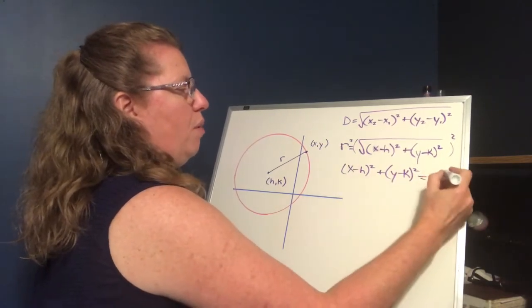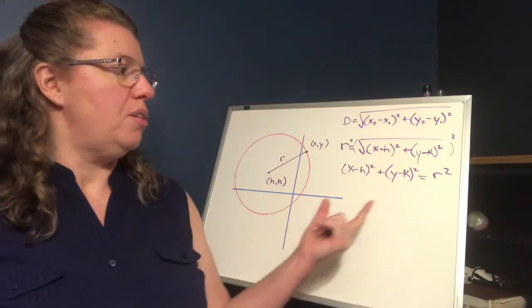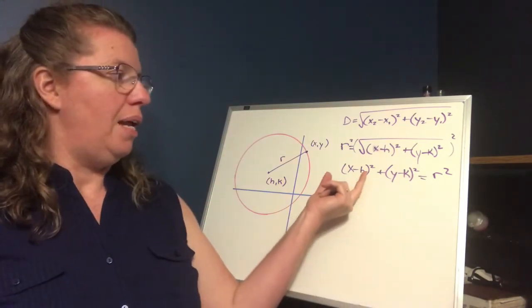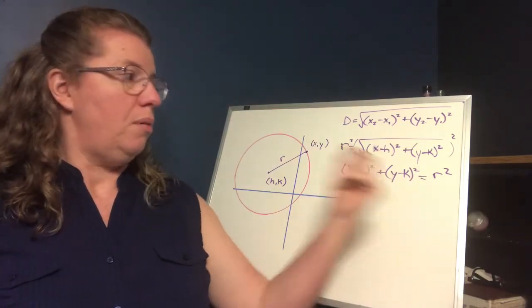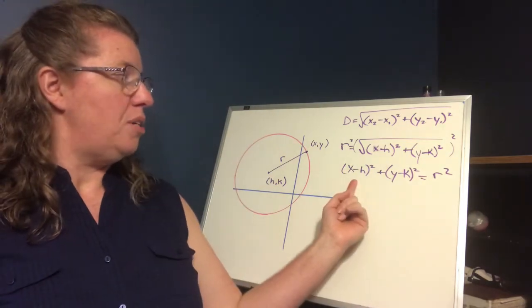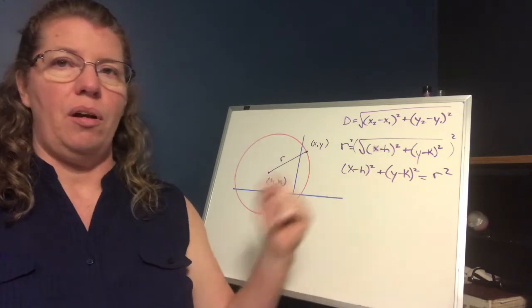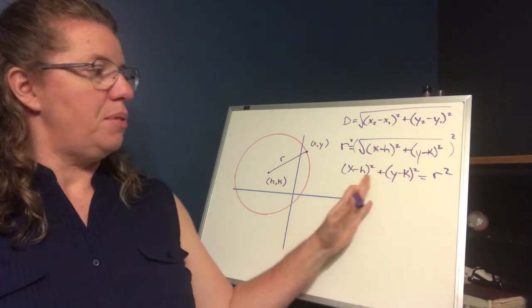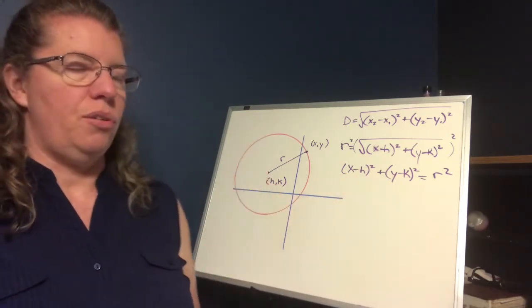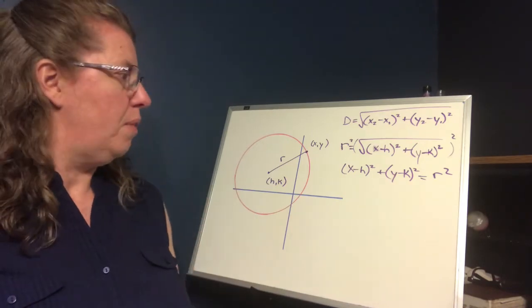And we're going to move our r squared over here. Now it looks very similar to our other formula. We had x squared plus y squared equals r squared. Now we just have x minus h and y minus k, where h and k are still our center points. So this helps us move that circle to the new center point.